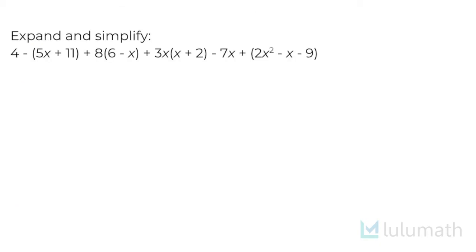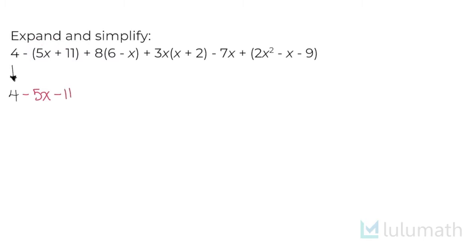So let's go ahead and take a look at our next example that we have here. So again, we're asked to expand and simplify. The first thing that we said we were going to do is distribute if possible. Now this 4, there's nothing like it, so I'm just going to bring it down. Now I see that I have a negative that needs to get distributed through, or a -1. So when I distribute a -1 through, -1 times 5x is -5x, and -1 times 11 is -11.